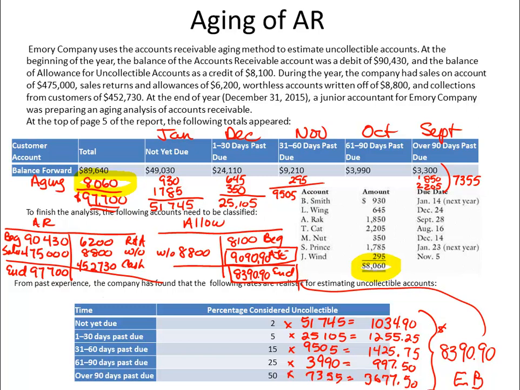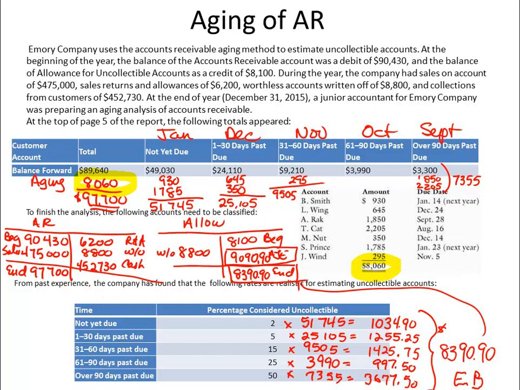accounts. All right, so this problem takes place in December. So if they're not yet due, that means they're due in the month of January. If they're 1 to 30 days past due, they were due in the month of December. If they're 31 to 60 days past due, that means they were due in the month of November. If they're 61 to 90 days past due, that means they were due in the month of October. And if they're over 90 days past due, that means they were due in September or earlier.